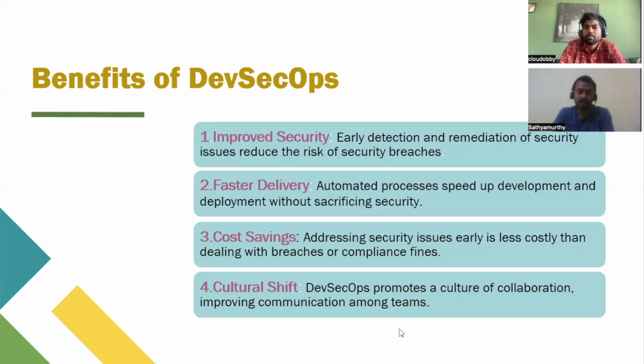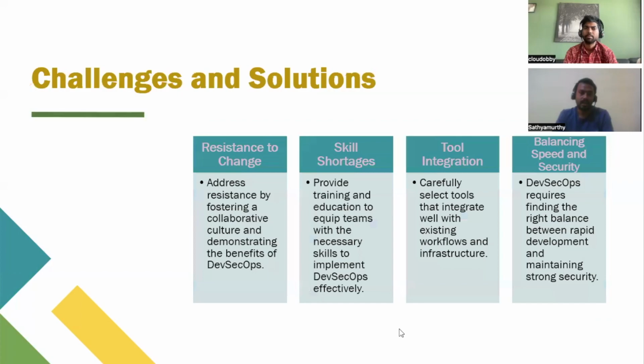Second point is faster delivery. Automated processes speed up the development and the deployment without sacrificing security. Third point is cost saving. Addressing security issues early is less costly than dealing with breaches or compliance fines later. Fourth point is cultural shift. DevSecOps promotes a culture of collaboration and improved communication among the teams. Moving to the next slide.